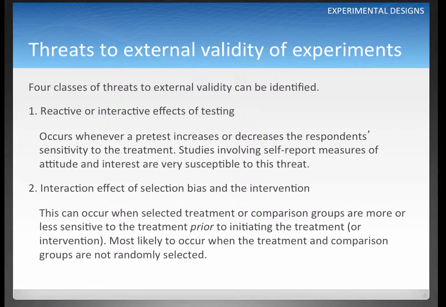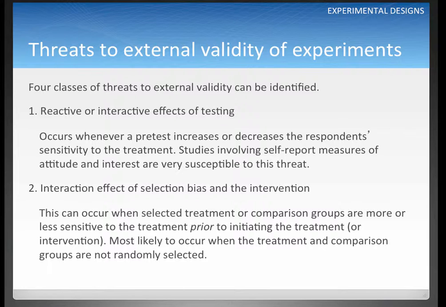The four classes of threats to external validity are reactive or interactive effects of testing. This occurs whenever a pretest increases or decreases the respondent's sensitivity to the treatment. Studies involving self-report measures of attitude and interest are very susceptible to this threat.